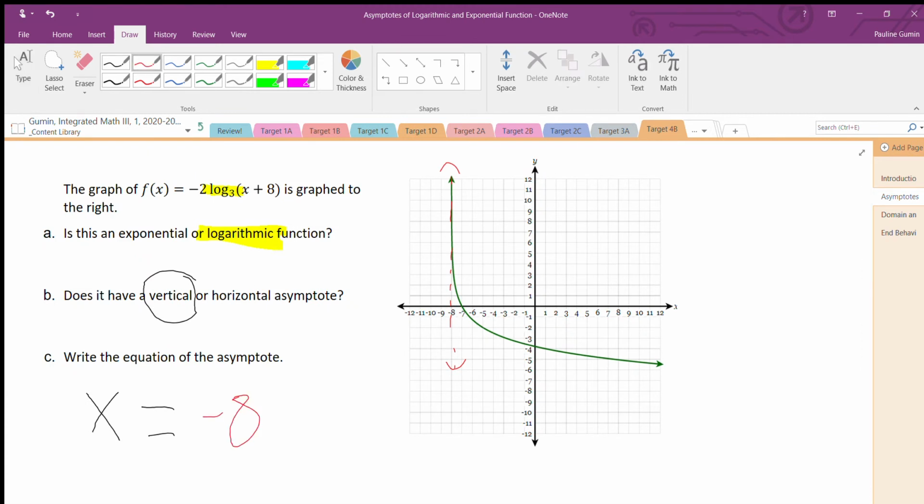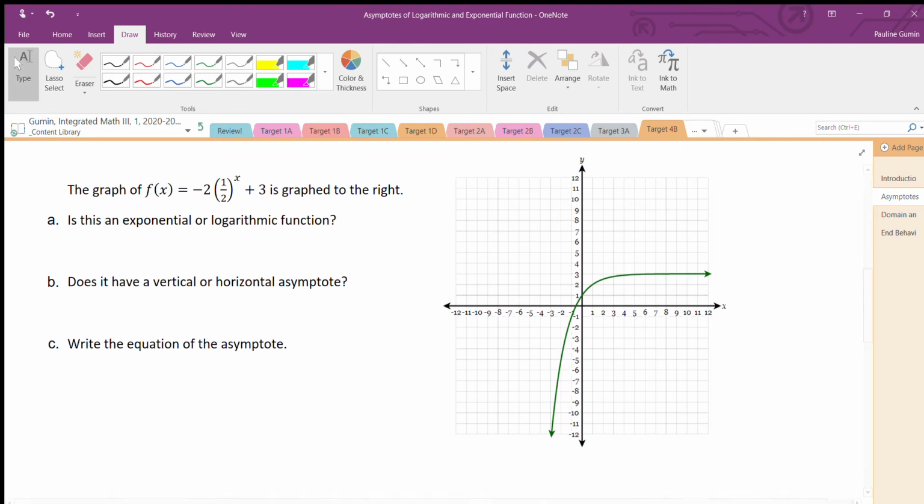Another way of telling where the asymptote is, is looking at the equation. The asymptote of a logarithmic equation will come from inside of the logarithm. And it's always going to be the opposite. So we have x plus 8, so it's the opposite, -8.